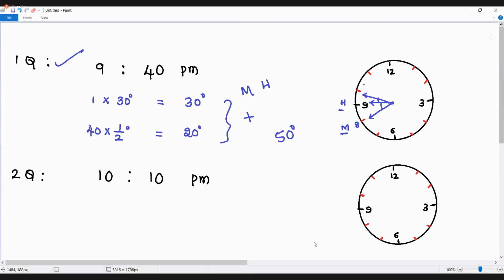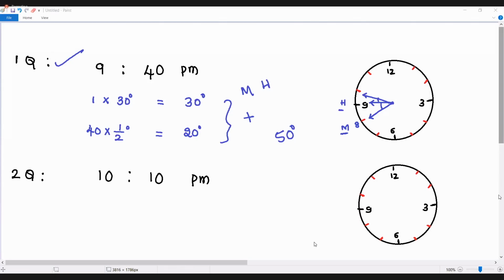Maybe some students have given the answer as 10 degrees. 50 degrees is the correct answer. Yes, Soma. Right. Fine. What is the answer for the next question?